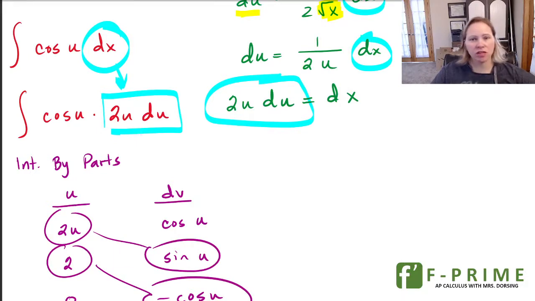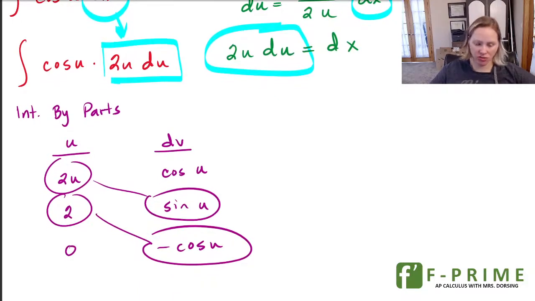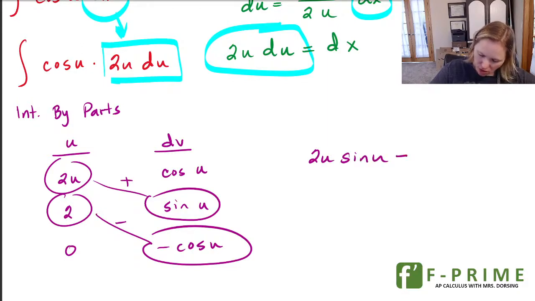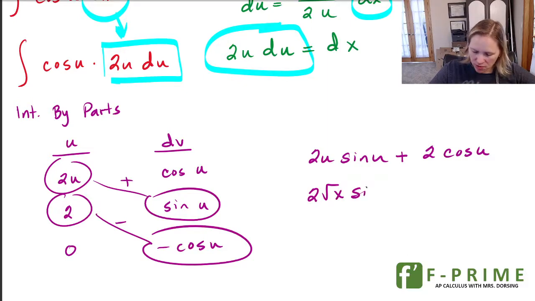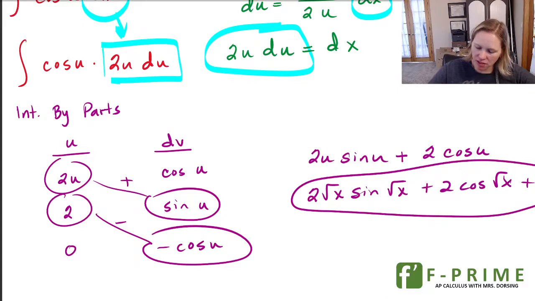I could have just used the integration by parts formula, and it would have been just fine, but this is actually a little bit quicker. So I'm going to have 2u sine u. Minus a negative turns to a plus, 2 cosine u. And then my last thing to do is just put the square root of x back in for u. So it's 2 square root of x times the sine of square root of x plus 2 cosine square root of x plus C. There's my final answer.